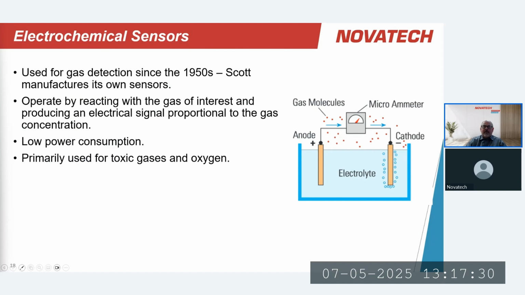Now they're primarily used for toxic gases and oxygen, also for refrigerants, and the one exception, or the one that overlaps both, would be hydrogen. We can use electrochemical sensors for hydrogen detection as well.